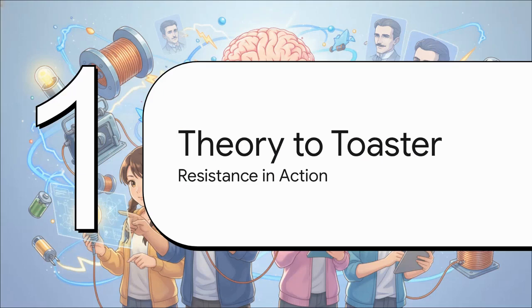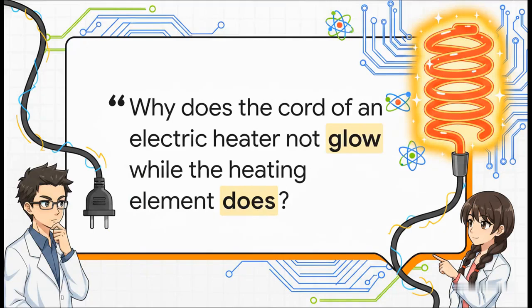All right, on to steps 3 and 4 of our blueprint, analyzing the key factors and seeing how they work in the real world. We're going to take this abstract idea of resistance and connect it to something you probably use every day, your toaster. Now, this is a great question. Think about it. You've got the exact same amount of electric current flowing through the power cord as you do through the little wires inside the toaster that get red hot. So why does one part glow like a furnace while the other just stays cool?